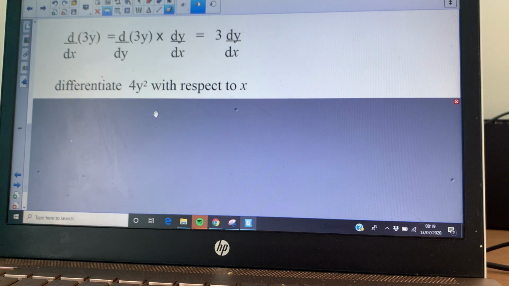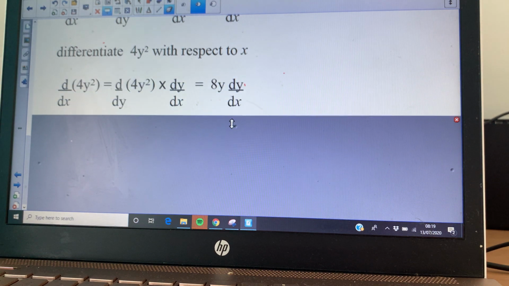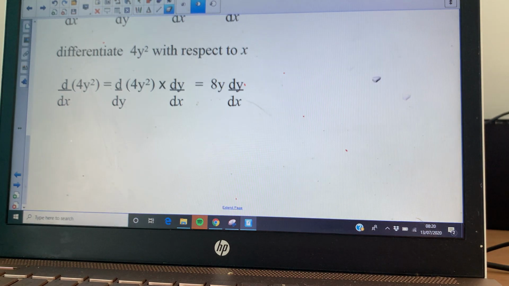I'm now going to differentiate 4y squared with respect to x. So I do exactly the same. I differentiate with respect to y, which I know I can do. It's just going to be 8y. And then I multiply by dy/dx, and I get this overall effect of the dy's cancelling, so d(4y squared)/dx. But I can physically do it, so I've added these dy steps in to make it work. So my answer is 8y dy/dx.